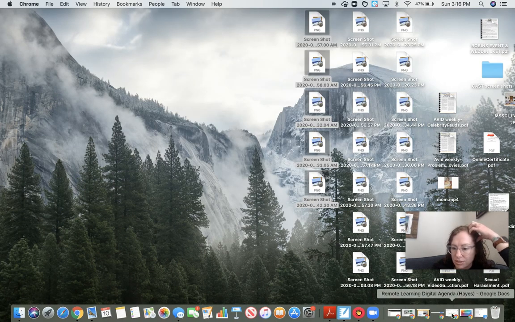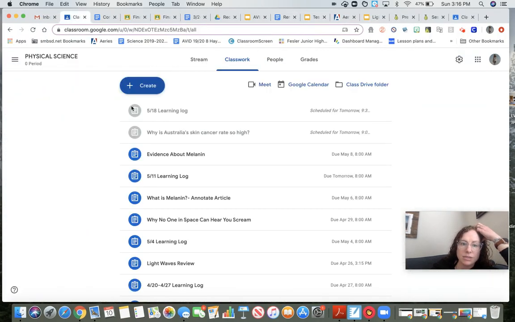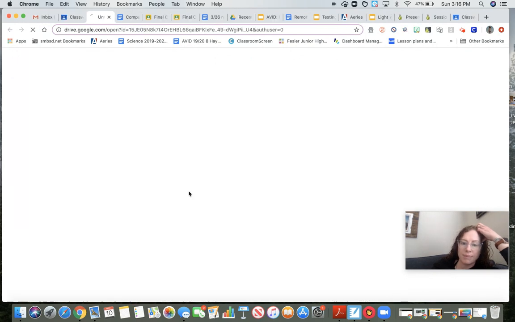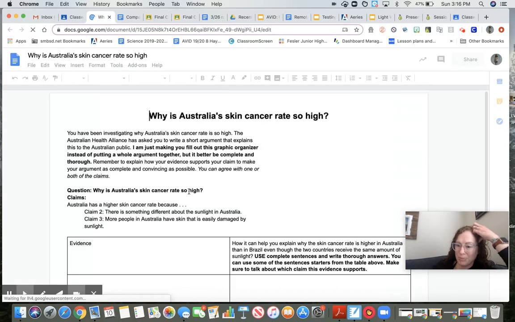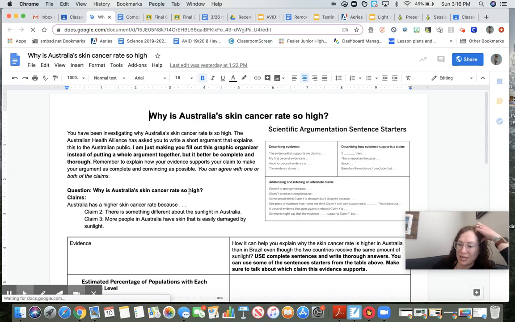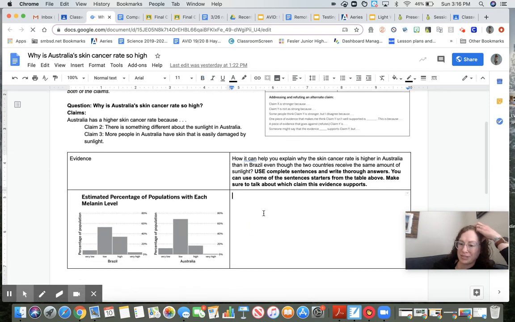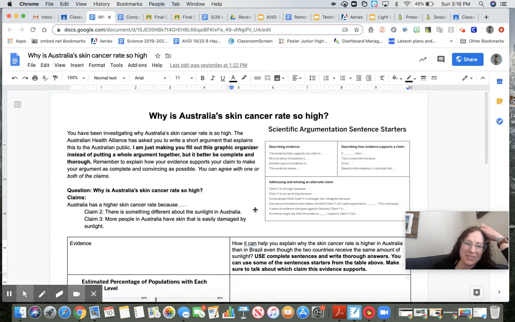Google Classroom. Let's see, is it this one? Yes. So Google Classroom, the assignment is right here. Why is Australia's skin cancer rate so high? Okay, let me first explain. You're supposed to write a formal argument if I was going to follow Amplify. I decided to put it more in a graphic organizer, but you better not be writing me one word, couple word answers in these boxes. I want complete sentences. Okay.